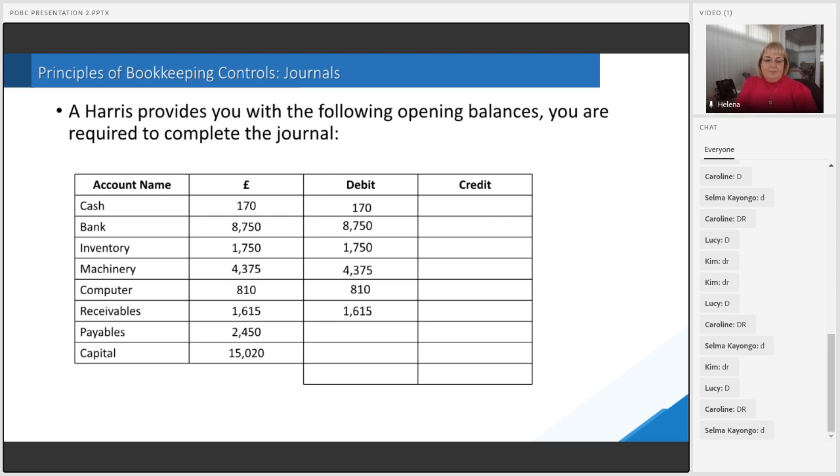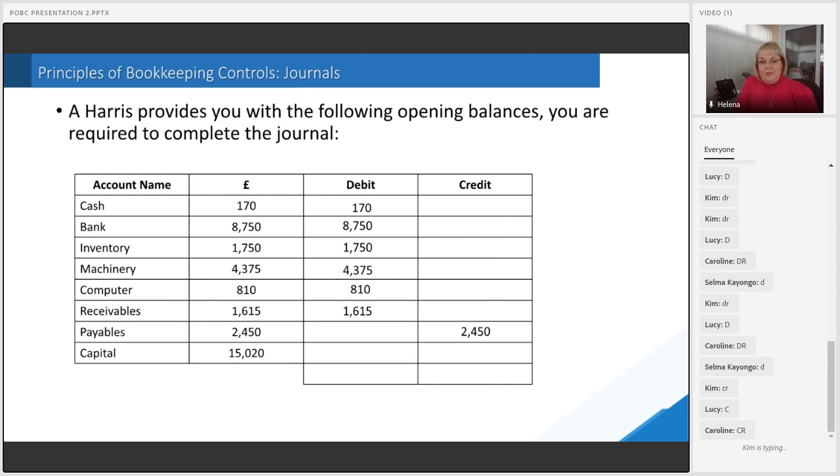Well done. And we also did quite a bit of work on the payables ledger control account. So what's that balance, guys? 2,450. Perfect. It certainly is a credit. And it's a credit because it's a liability. Yeah. We owe our suppliers some funds.